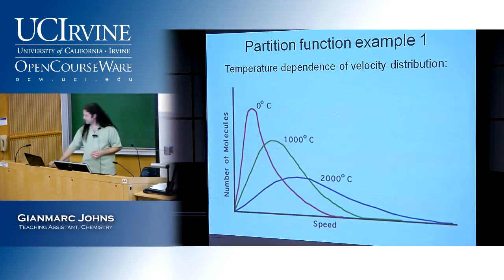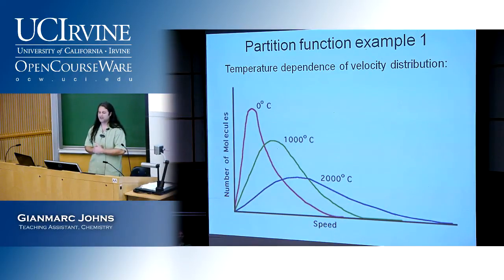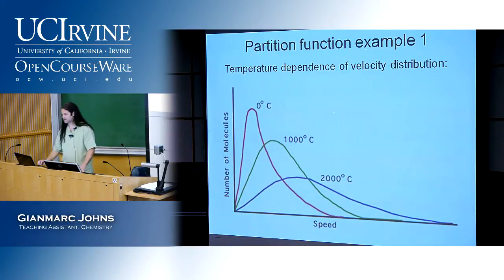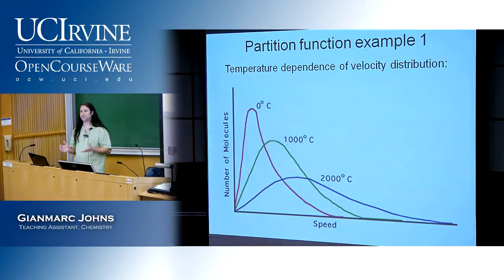OK, and so as we showed, the average velocity or the average speed is due to the hotter it gets, right? This just shows a few Boltzmann distributions for different temperatures, and you see that as it gets hotter, 2,000 degrees Celsius, the center of that distribution is much further to the right, and it's more spread out. And it spreads like that because more states are energetically accessible, right?